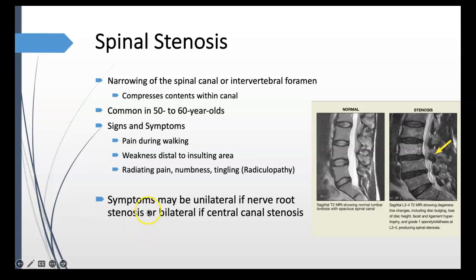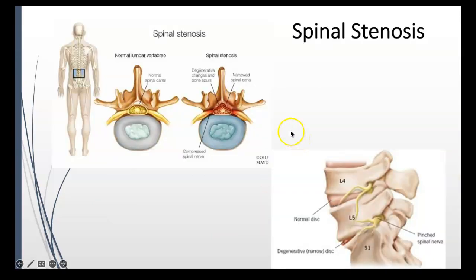There are times, however, I said bilateral symptoms, so I said bilateral buttock or leg pain and even radiculopathy. There are times where maybe that osteophyte progression or that space occupying lesion isn't large enough to impact the entire spinal cord, and so they might only have unilateral pain, and then that would be nerve root stenosis. But if they have bilateral symptoms, then that's obviously going to be central canal or spinal cord compromise. So let's take a look at this.